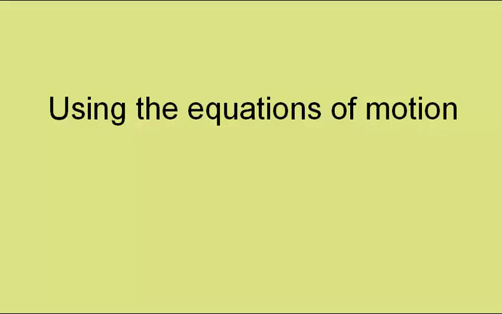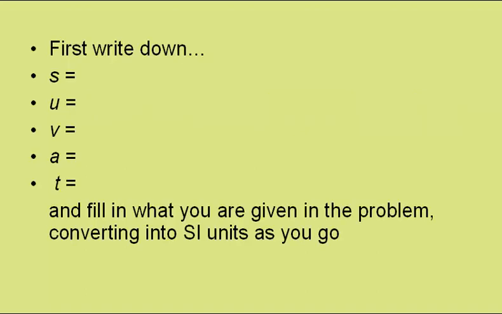Using the equations of motion. First, write down suvat: s for displacement, u for initial velocity, v for final velocity, a for acceleration, and t for time. Then, fill in what you've been given in the problem, and make sure you convert to SI units as you go. At A level, expect the data to be given in something other than SI units.